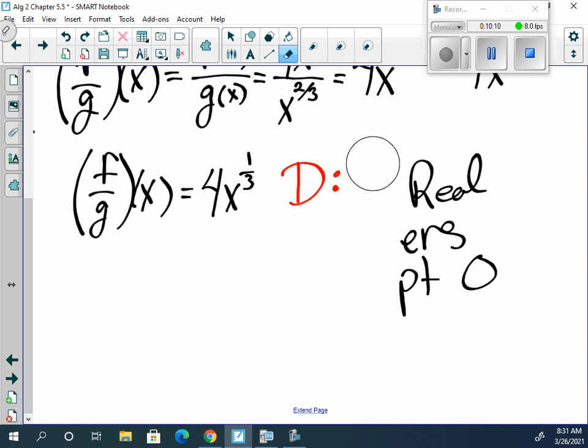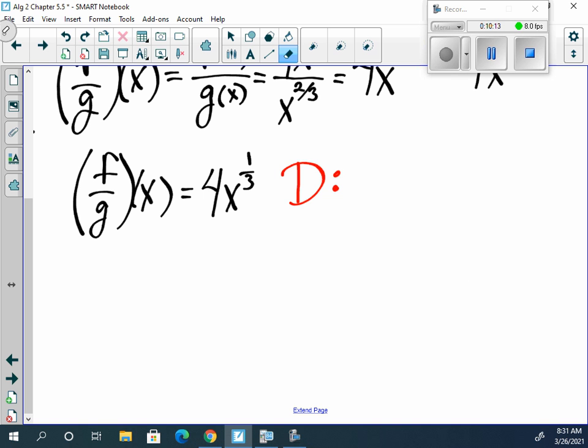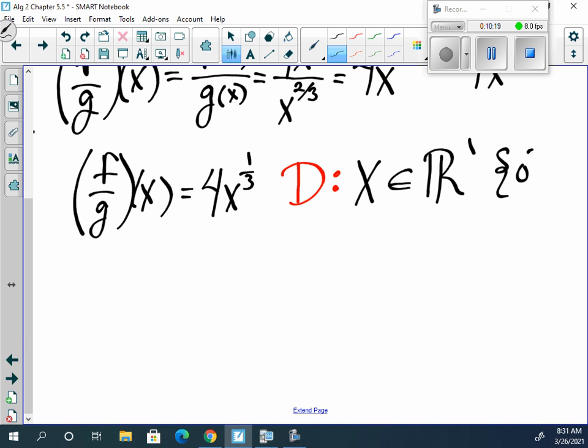Now, another way we can write this is that we can say x is an element of the real numbers, excluding 0. The domain: x is an element of the real numbers except 0. So it's another way to write it.